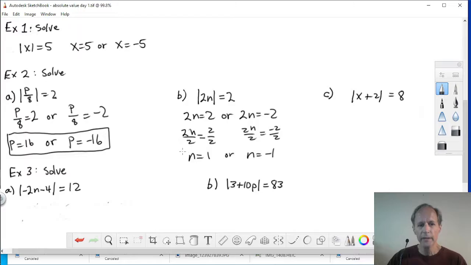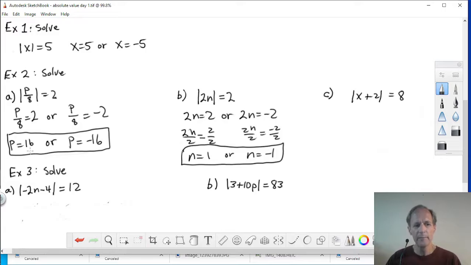Okay, two answers again. And about now you might be saying, aha, the first one we got a positive 16 and a negative 16. The second one we got a positive 1 and a negative 1. Looks like you could just do one of these sides, not do the other one, and just say the negative. But it's not always like that, okay? Can't count on that.